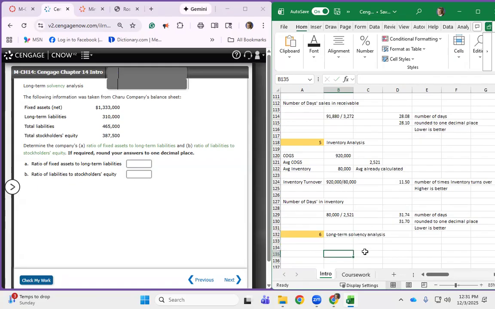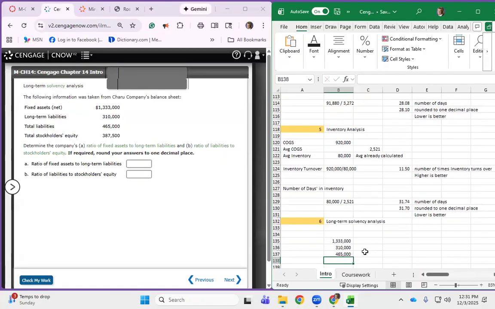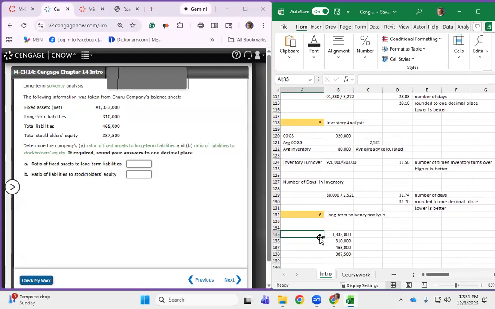Okay, I'm going to put these amounts in. 1,333,000 long-term liabilities. Total liabilities. So they're pulling pieces from the income statement, I'm sorry, the balance sheet. Even though we can't see the balance sheet, they're pulling those for us. I'm going to go ahead and label these just so we know.